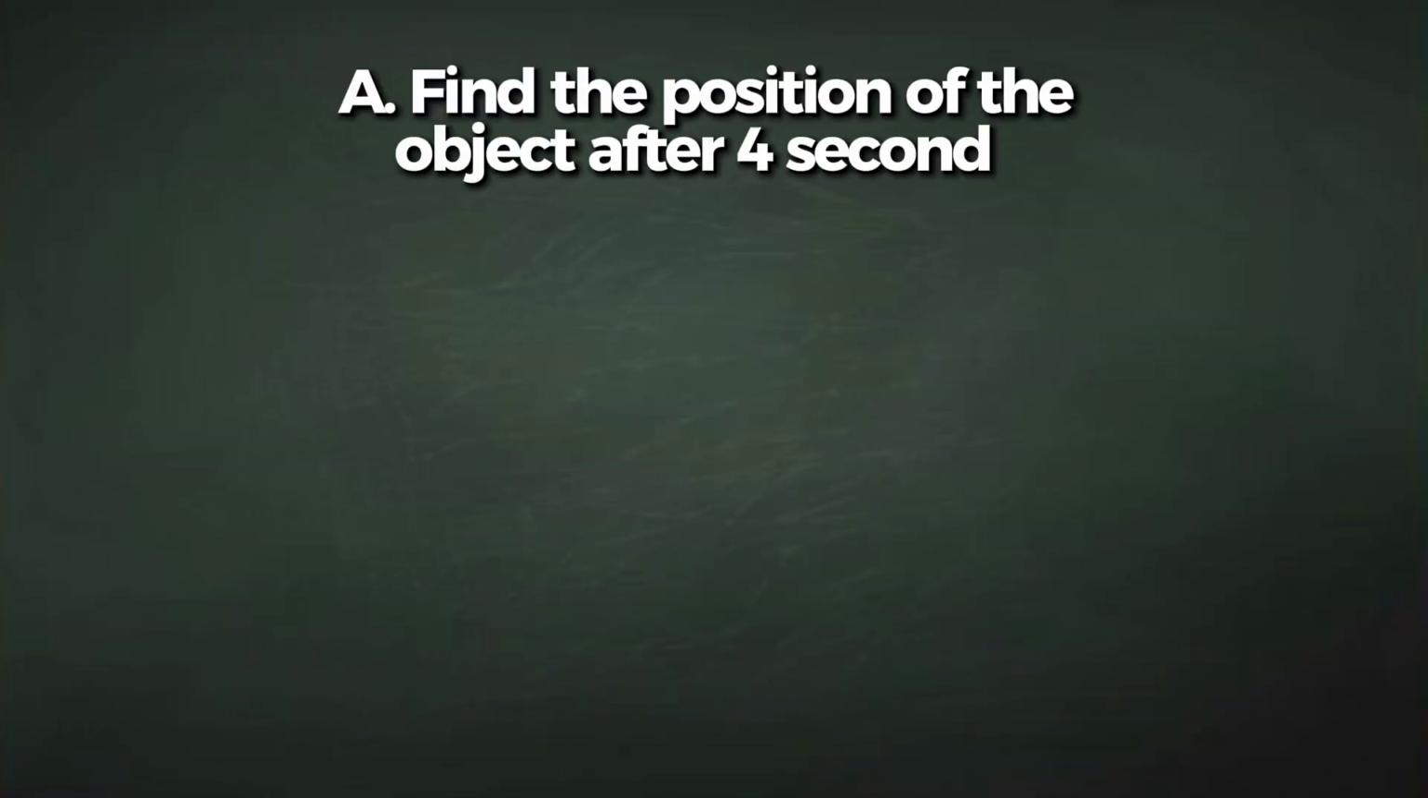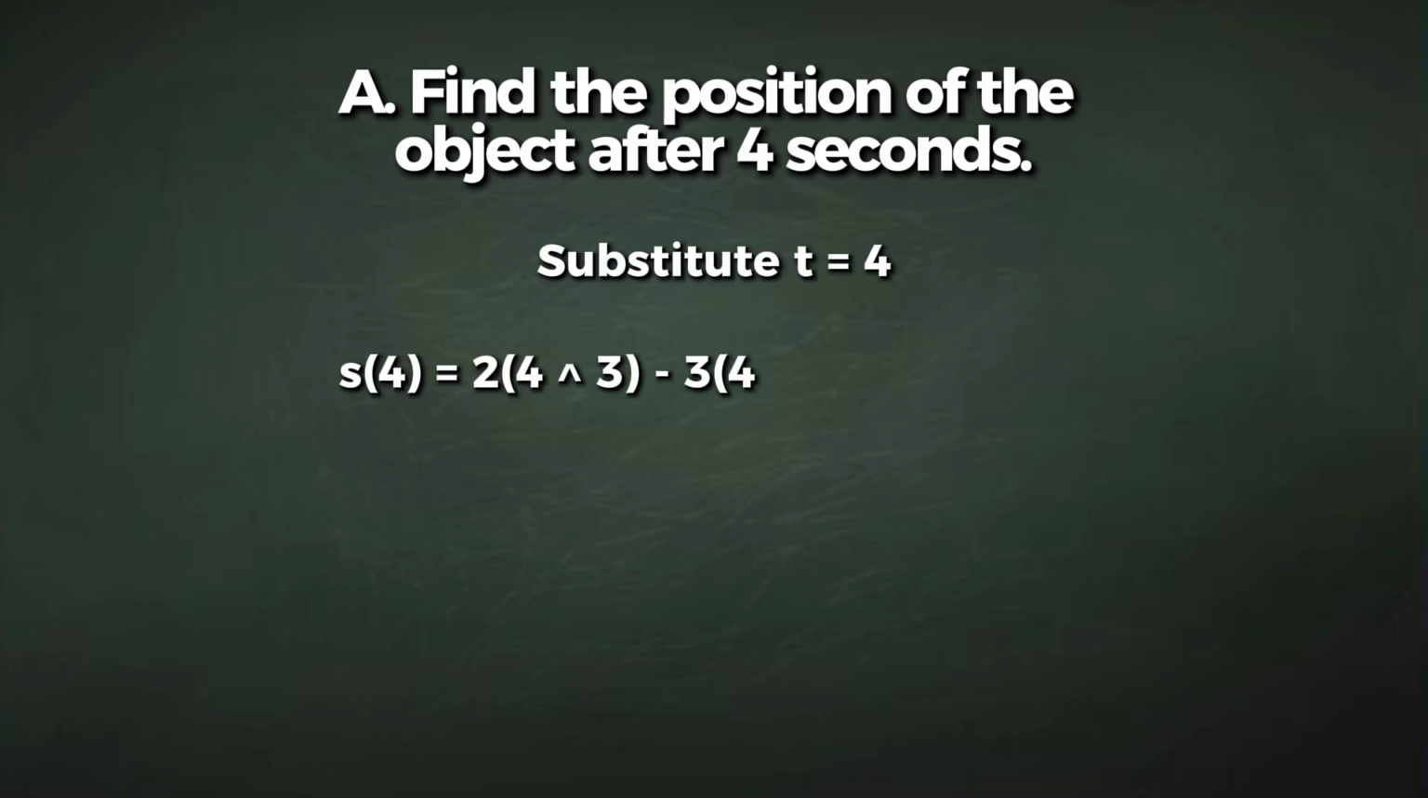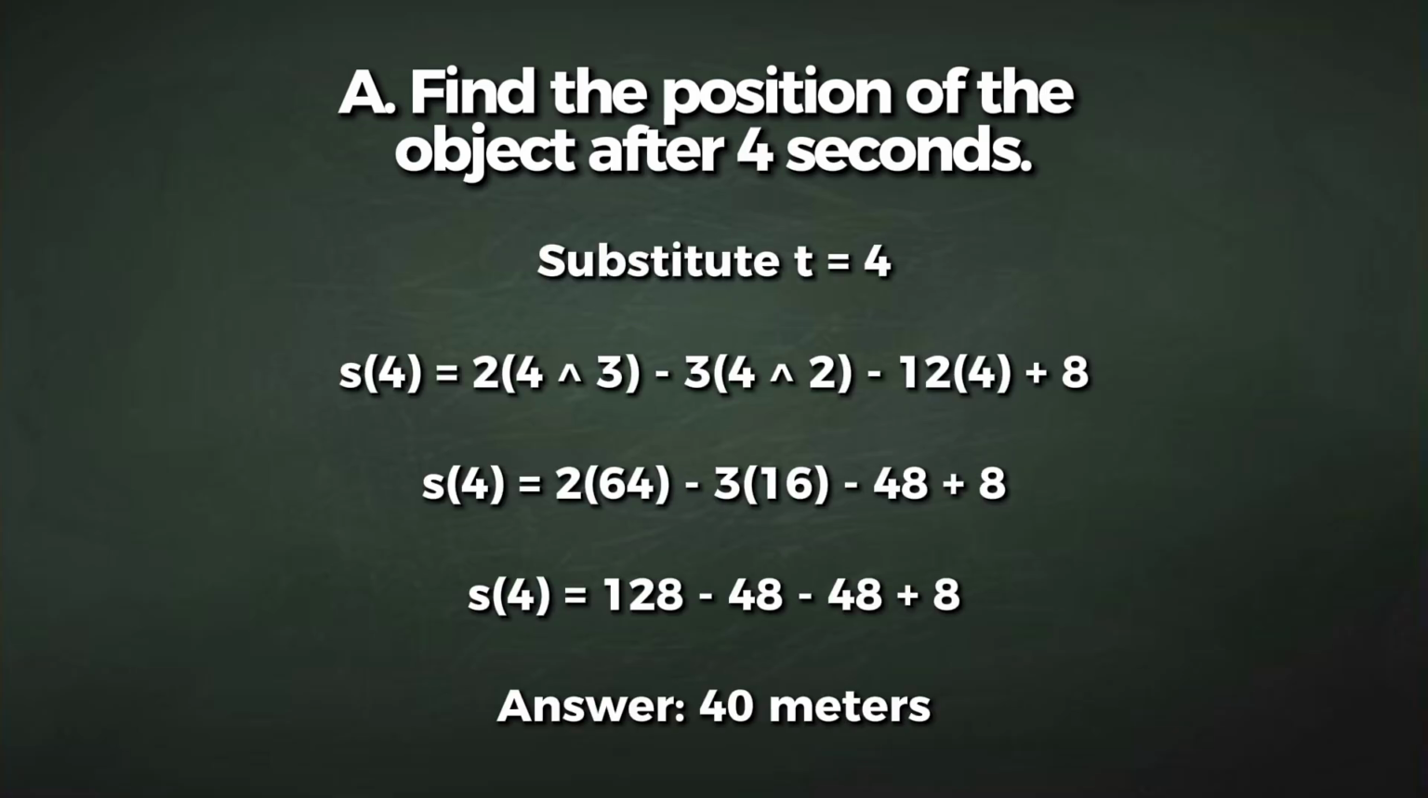Find the position of the object after 4 seconds. We will just have to substitute the value of the seconds into the equation. Plug in 4. So now, we have s of 4 is equal to 2 times 4 cubed minus 3 times 4 squared minus 12 times 4 plus 8.